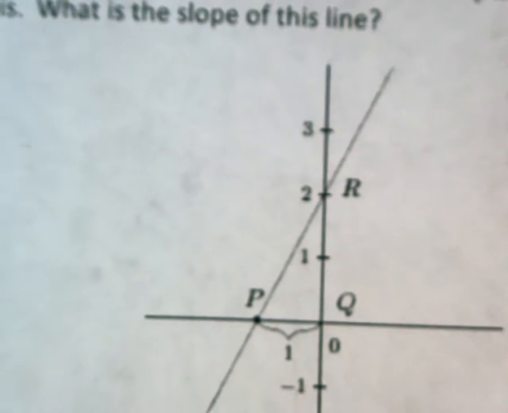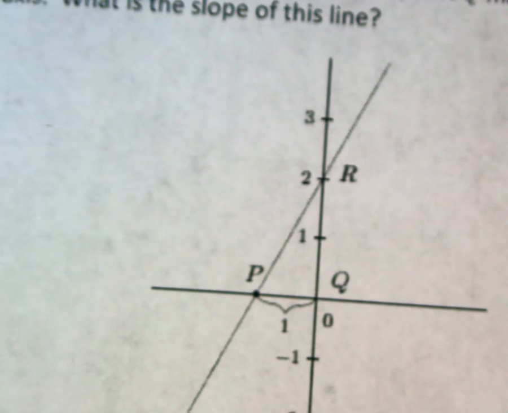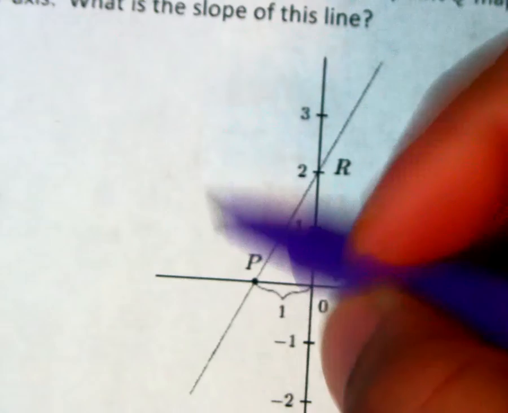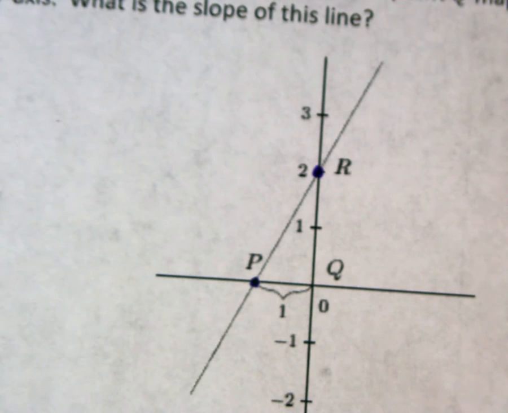All right, let's start to talk about how to find the slope of left to right inclining and left to right declining lines. Here you've been given the line that has the point P and the point R on the line.